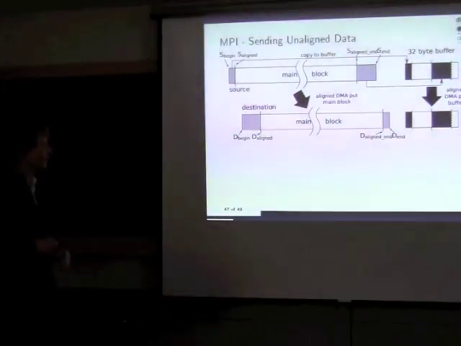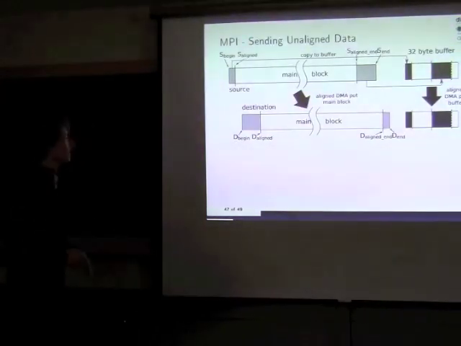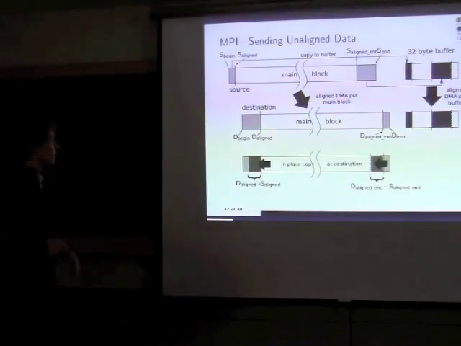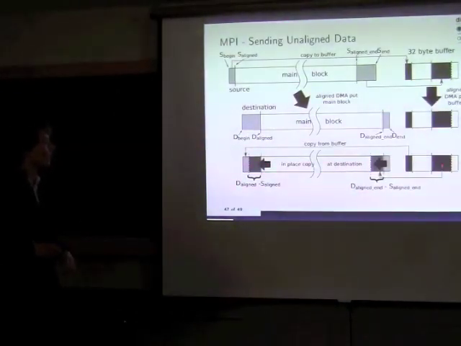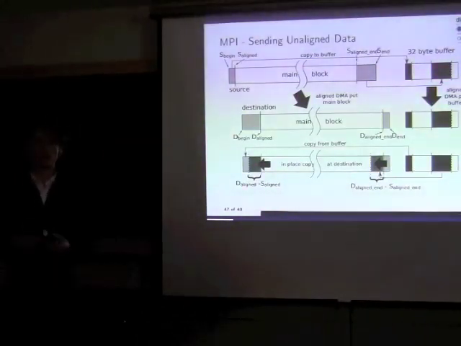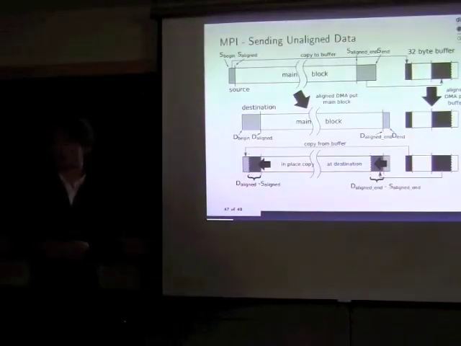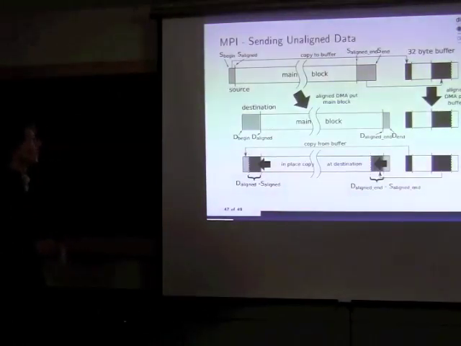Now the data is here. The data arrived at the destination, but of course it's in the wrong position. So what we have to do is first do an in-place memory copy to move the data to the correct position, and then from the buffer copy the missing parts to the correct locations here. This way we can do unaligned memory transfer without requiring any significant amount of buffer. We just need two 32-byte buffers.